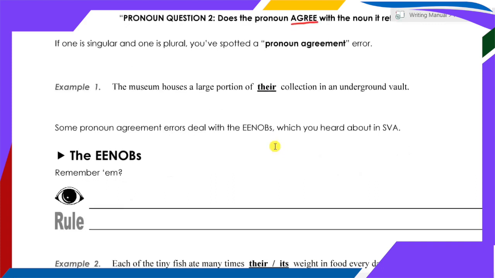Take a look at example 1. Go ahead and do it on your own, and basically what you're doing is determining if that underlined pronoun there agrees with the noun it replaces. So in example 1, the museum houses a large portion of their collection in an underground vault. We need to ask ourselves who that "their" is referring to. In other words, whose collection are we talking about? And of course, we are talking about the museum's collection. So we have the museum, that's our noun. That's the noun that the pronoun replaces.